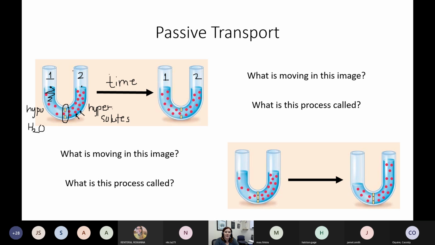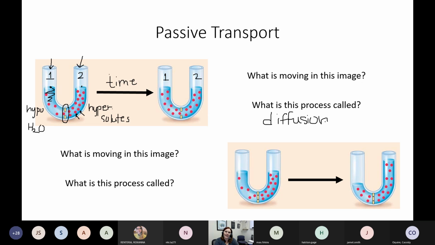So, tube number 1, this has my hypotonic solution in it. It's got more water than tube number 2. But tube number 2 has more solutes, more dissolved things in it. We've got a situation where my concentrations are not isotonic. So this YouTube is like, I got you. I can make it worth your while to watch me. We let the process of diffusion happen.